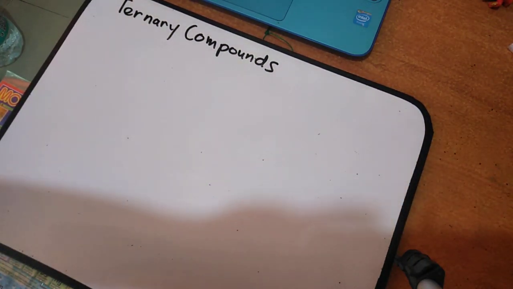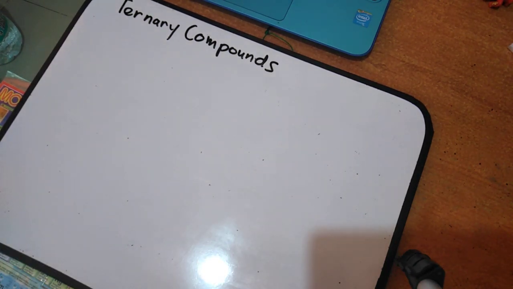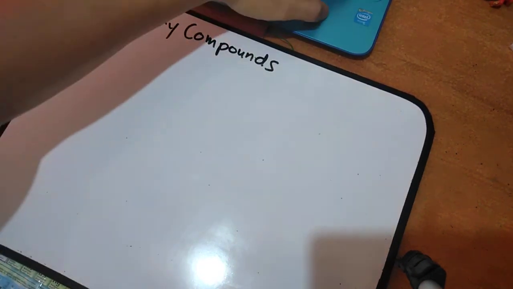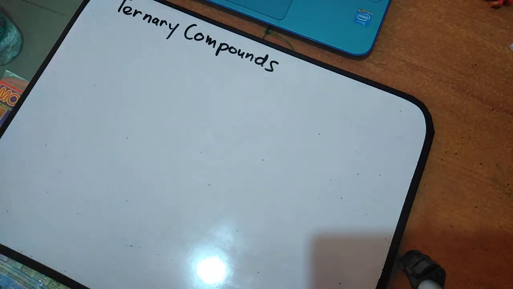Okay. So let's now have the ternary compounds. So ano ibig sabihin ng ternary compounds? So these are compounds that have three elements present in the chemical formula.